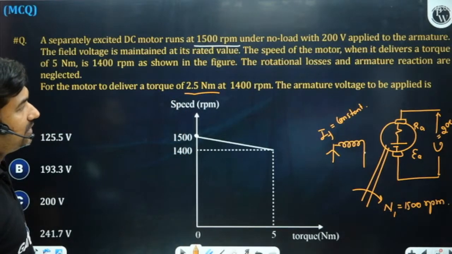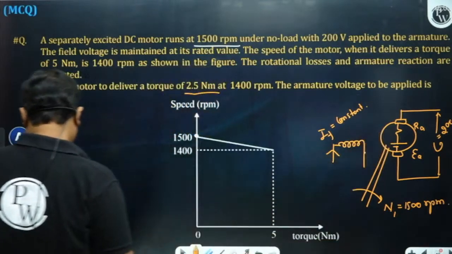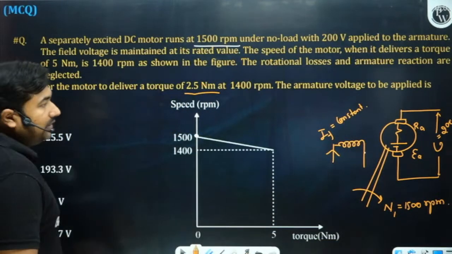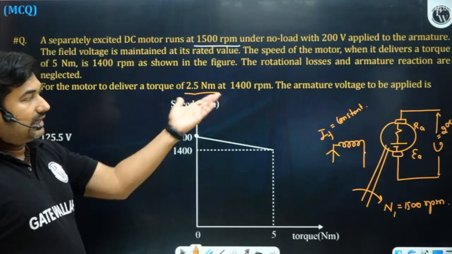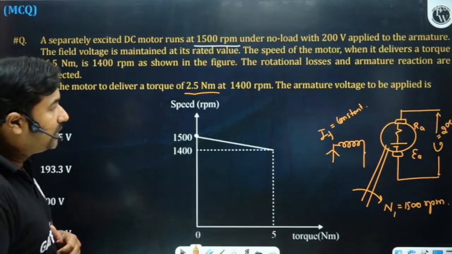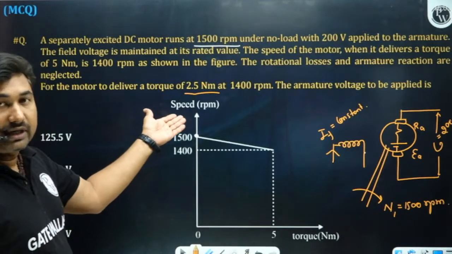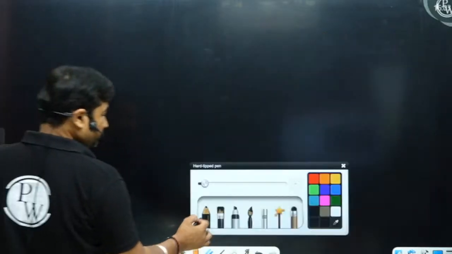For the motor to deliver a torque of 2.5 Newton meter at 1400 rpm, the armature voltage applied is? First of all, we need to calculate the value of armature resistance. Then only we can do the calculation of EA plus IA RA. That will be the voltage needed to be applied in order to rotate at 1400 rpm while producing a torque of 2.5 Newton meter. So please observe.